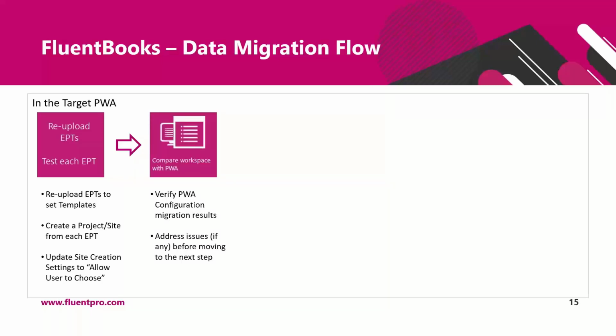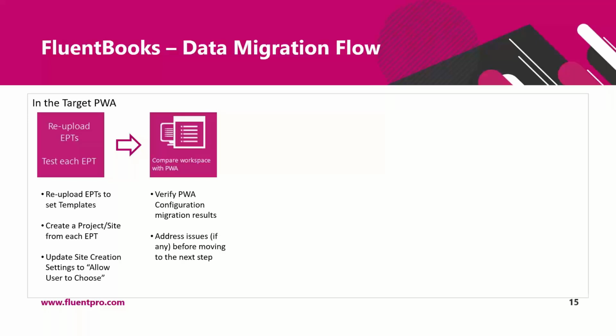So the next step is to verify PWA configuration migration results. FluentBooks can assist with this verification. There is a wizard called Compare Workspace with PWA. Also, there is a wizard called Compare PWA with PWA. These wizards load configuration and build a comparison report in an Excel file.